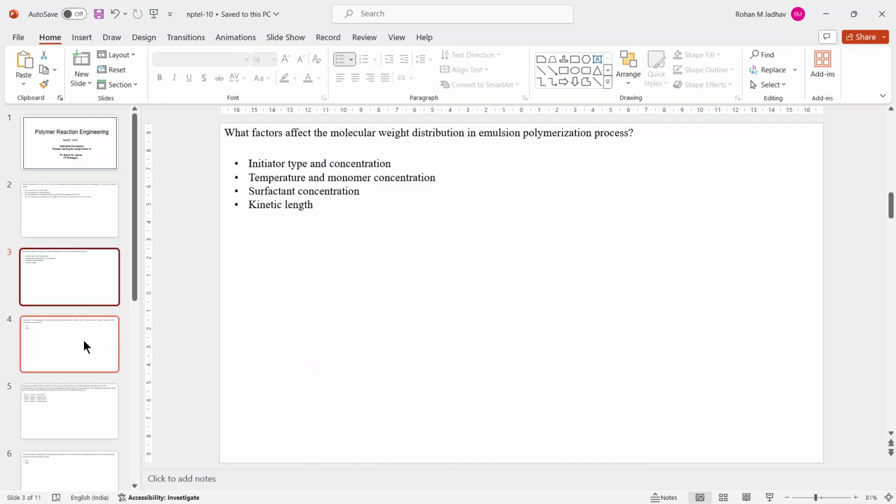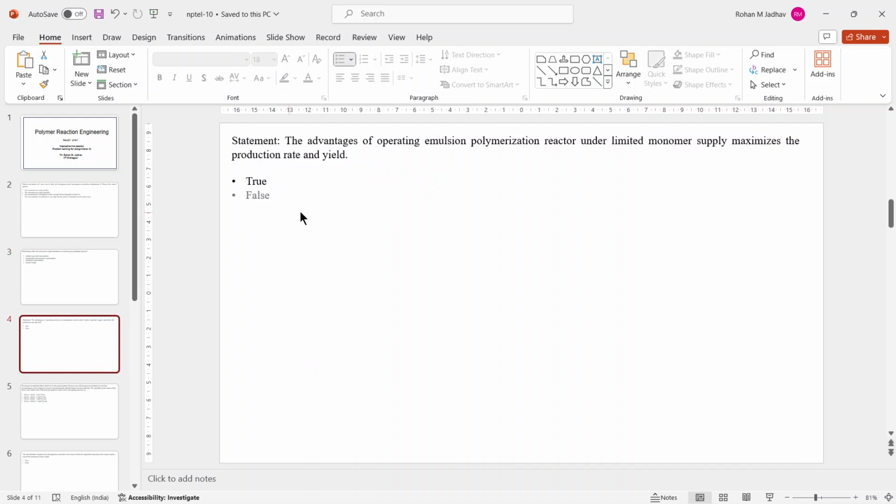Okay, next one is the advantage of operating emulsion polymerization under limited monomer supply maximizes the production rate. This is a pretty straightforward question, and you can tell that this statement is false, because if you have a limited monomer supply, it won't be able to maximize the production rate. The yield won't be maximized. Exactly. So we will just go to the next question.